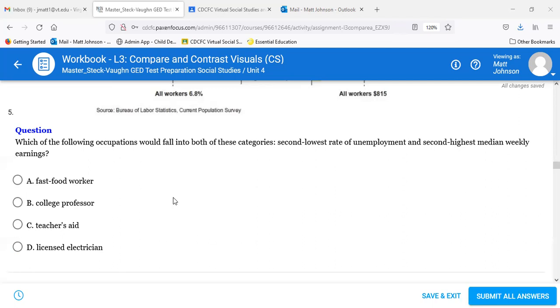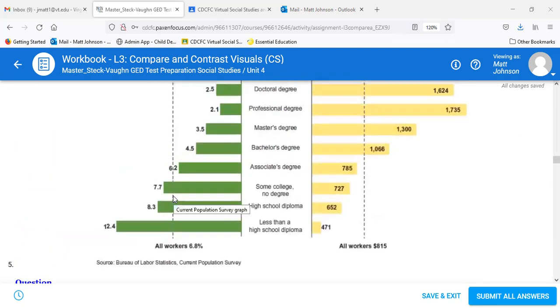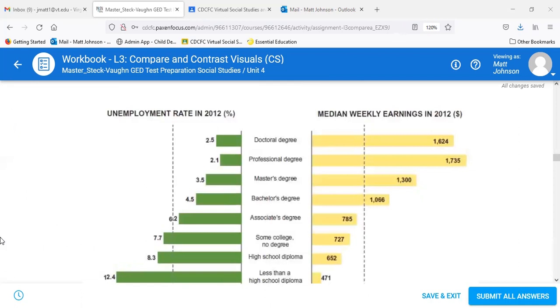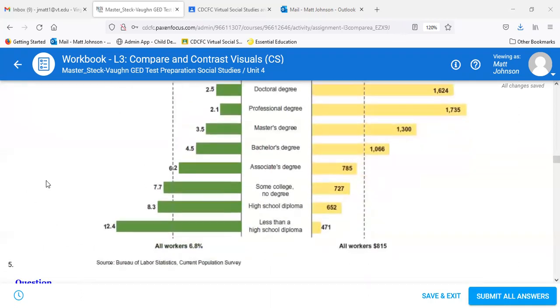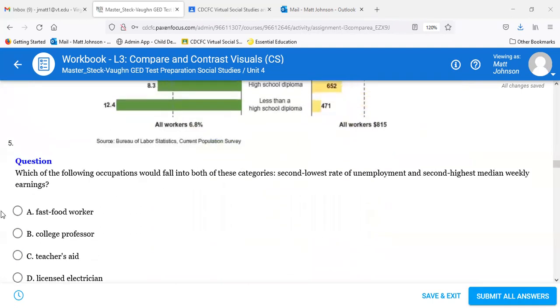And highest median weekly earnings. So a fast food worker cannot have a diploma or anything. You don't have to have that to go and then be a college professor, you have to have a degree. Teacher's aide is like when you're in college. I have no clue. I have no clue, Matt.